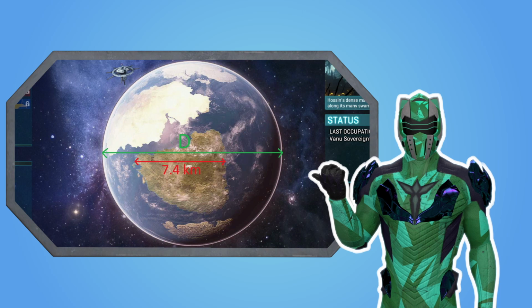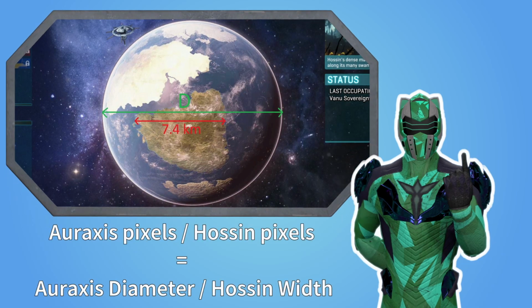Coming back to the image of Auraxis, we then only have to evaluate how much width Hossin takes up compared to the width of the visible hemisphere, and then a simple cross product gives us the diameter of the planet.